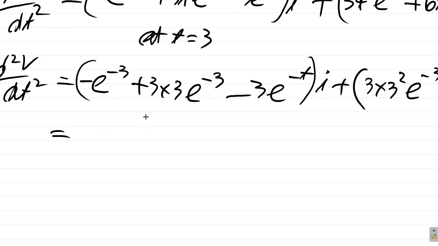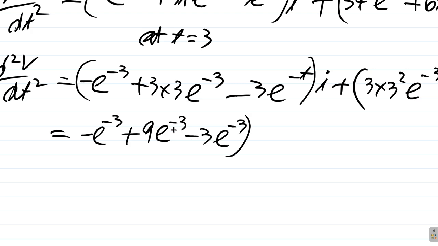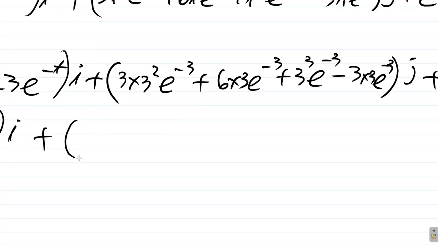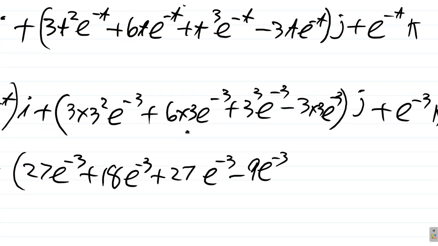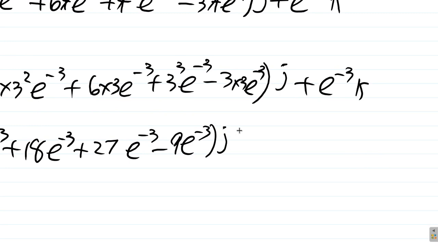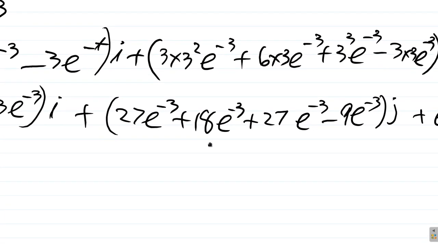So, what does this give you now? Negative e to the negative 3 plus 9e to the negative 3 minus 3e to the negative 3 in the i direction, plus 3 3s are 9, 9 3s are 27, 27e to the negative 3, plus 6 3s are 18e to the negative 3, plus 3 3s are 9, 9 3s are 27e to the negative 3, minus 3 3s are 9e to the negative 3 in the j direction, plus e to the negative 3 in the k direction.